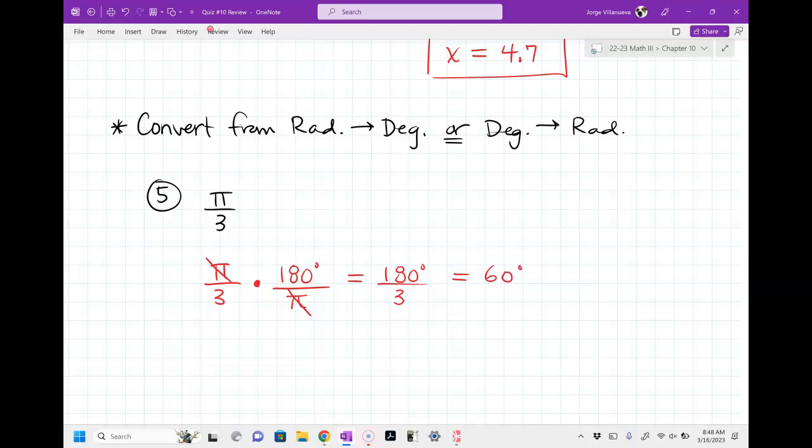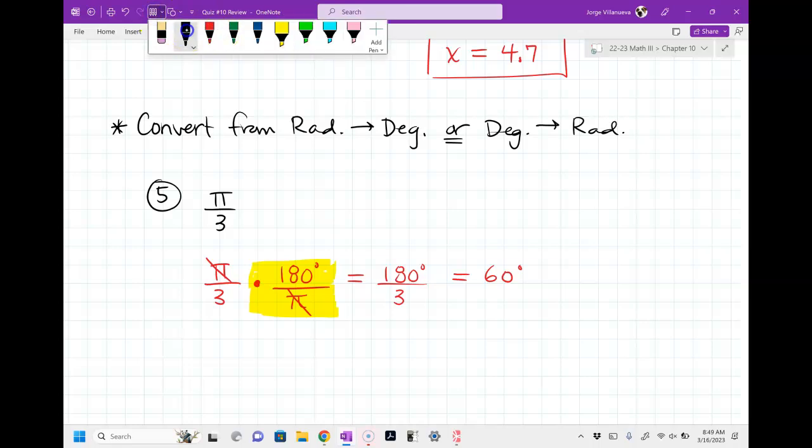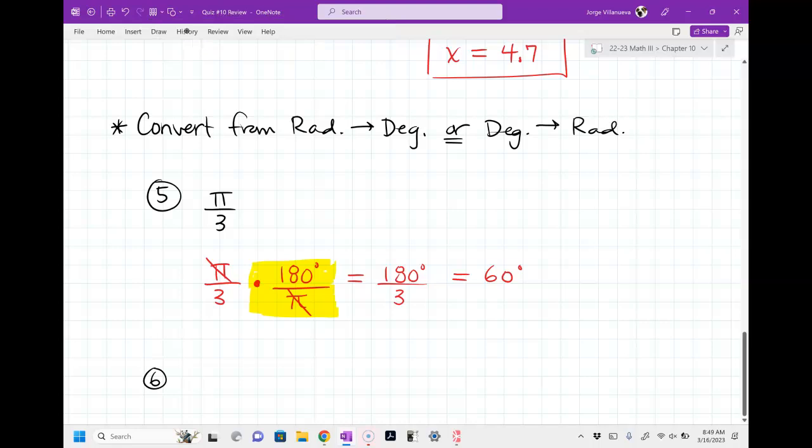You'll have one problem like that, okay? Where they're going to give you the radian, all you got to do is convert it. Remember, the conversion factor is basically right here. You're multiplying times 180 over pi, okay? And you do the opposite when you're going from degrees to radians, right? You're going to multiply by pi over 180 for this next one, all right? So number 6.